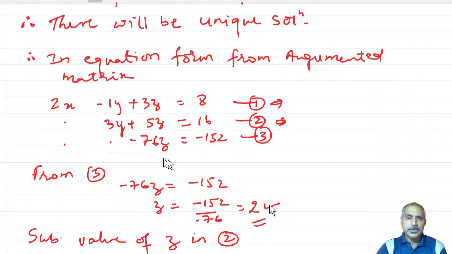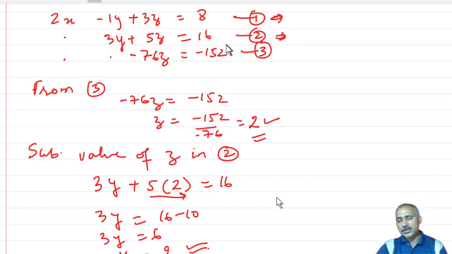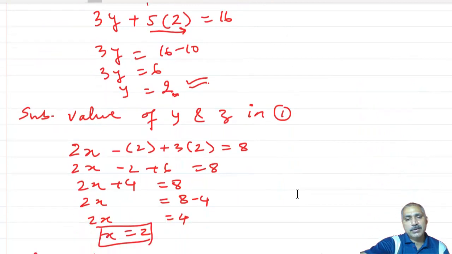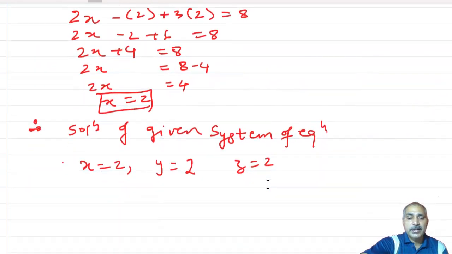Now from the third equation we will be getting the value of z, that is minus 76 z is equal to minus 152. From that we will be having z is equal to 2. Now once we have got the value of z, we will be substituting that into the previous equation, that is equation number 2. We call this procedure back substitution, because from the last we get z and then we substitute whatever value we have got in the earlier equation to get the value of another variable. So here we substitute the value of z, and we got the value of y as 2. Now we have the value of y and z, we will substitute them in equation number 1 and then we will get the value of x. Here we have got the value of x, y and z as 2, 2 and 2.